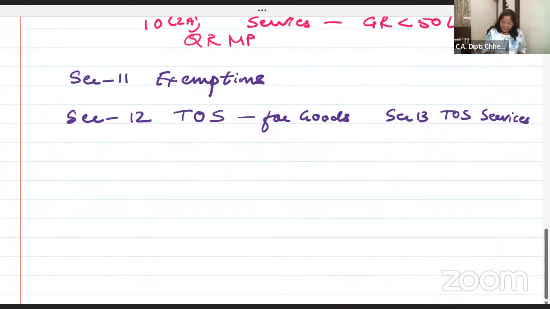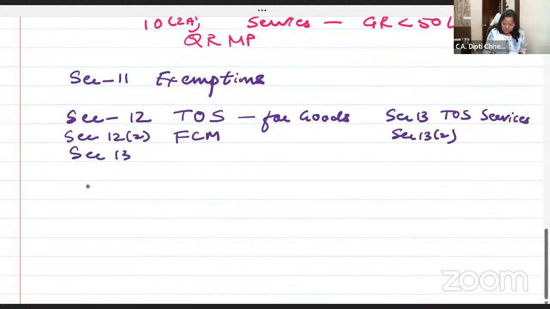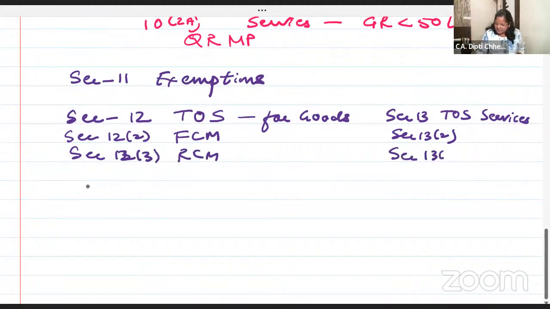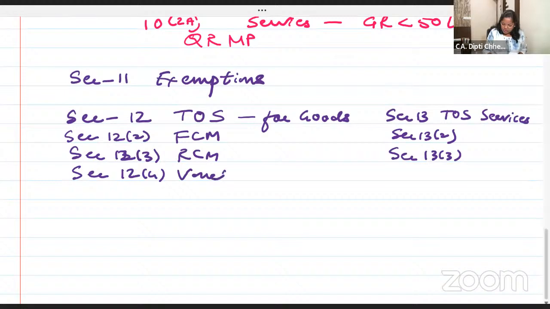12.2, for that, write it down, it will take 2 minutes. 12.1 is the charge. 12.2 is forward charge mechanism. For services, it is 13.2. Then section 12.3 is RCM. Same way here, section 13.3 is RCM. Section 12.4 is vouchers. If they are identifiable, then time of supply is the date when vouchers are issued. If they are not identifiable, then the day they are redeemed. Same way, these are vouchers for goods. You go to Westside and get a voucher. And this is the voucher for services.